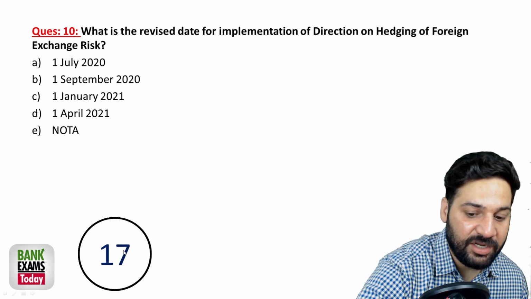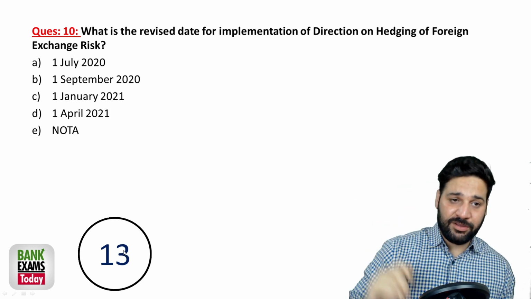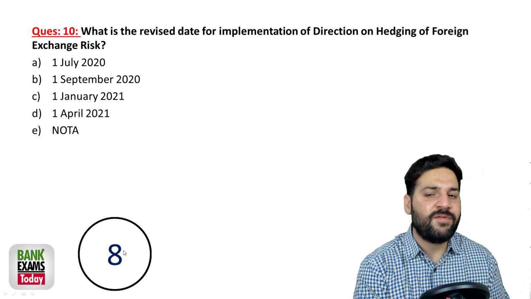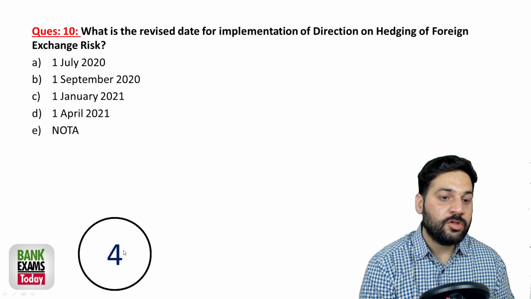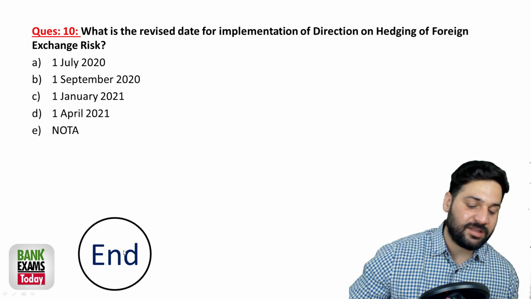The revised date for the implementation of direction on hedging of foreign exchange risk. What is the revised date for implementation of direction on hedging of foreign exchange risk? So the date has been extended for the direction on hedging of foreign exchange risk. What is the correct date now?